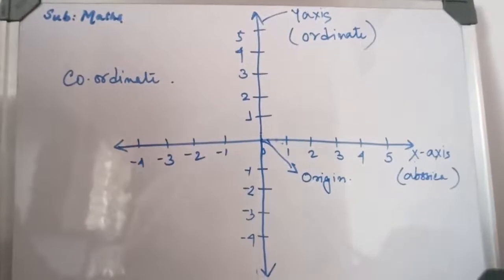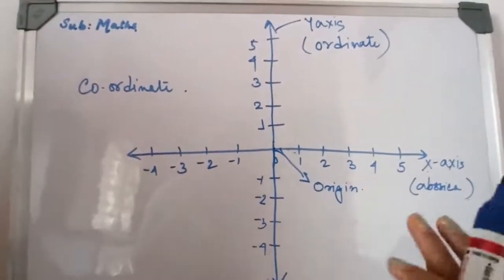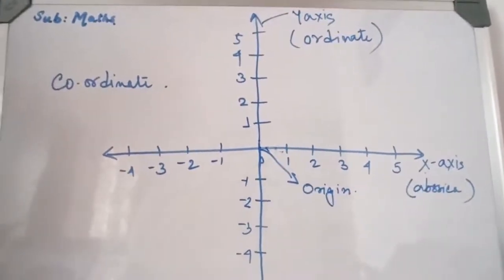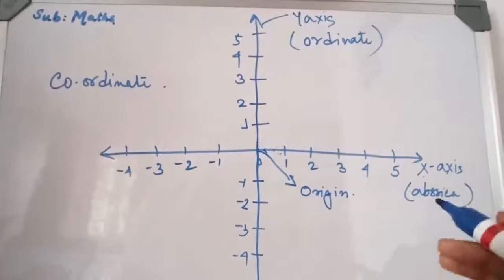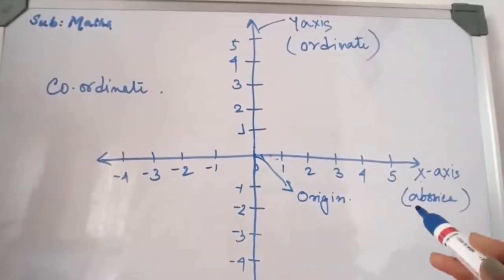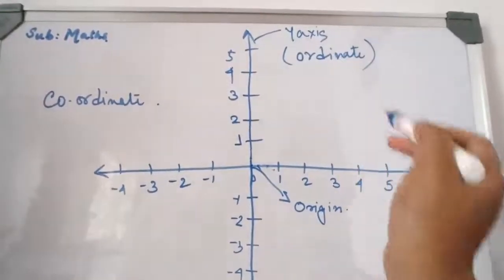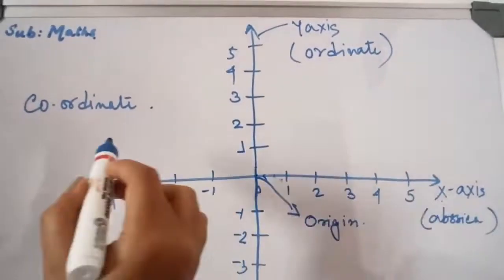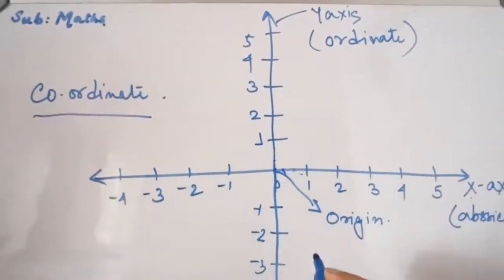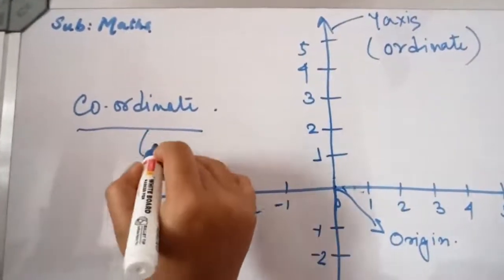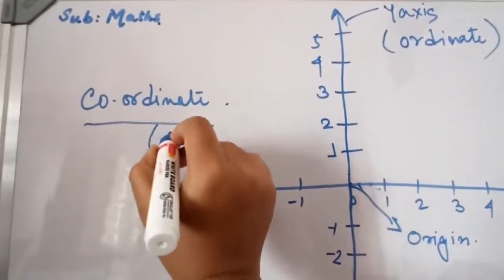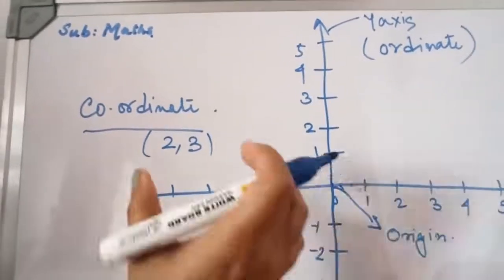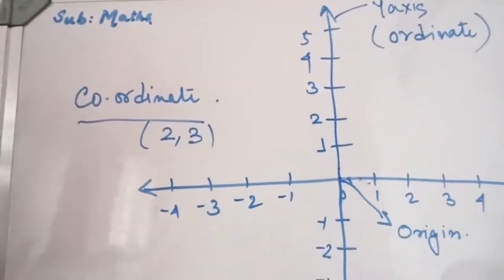What is the meaning of the word coordinate? Coordinate means something done together, right? Here abscissa and ordinate both work together to locate a particular point, hence it is known as coordinate. So when I say the coordinate of a point is, suppose I use a particular number like (2, 3), the coordinate of the point is (2, 3), which means what?